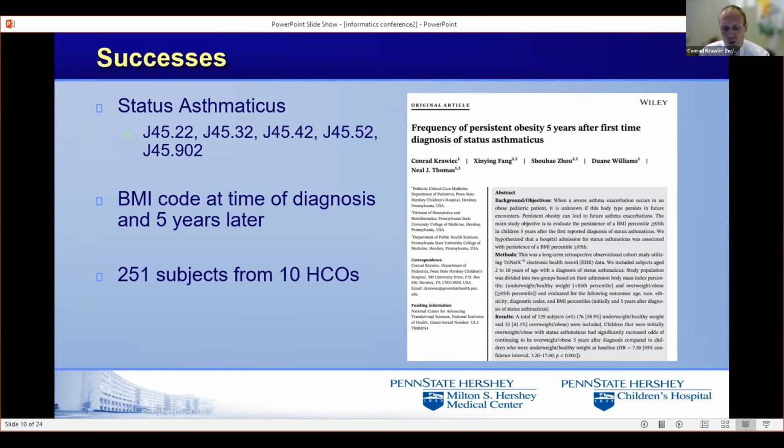So in subjects aged 2 to 18 years of age, can we identify subjects with status asthmaticus with a reported body mass index? And can we pull children who had a body mass index 5 years from the time of the initial status asthmaticus diagnosis? And what we found was that the overweight obese asthmatics have an increased odds of continuing to be overweight obese 5 years later. So this study reinforced the notion that when an asthmatic obese child presents with status asthmaticus, a thorough evaluation of nutrition, physical activity, and asthma control should be considered to try to reduce the risk of persistent obesity and possibly future asthma exacerbations.